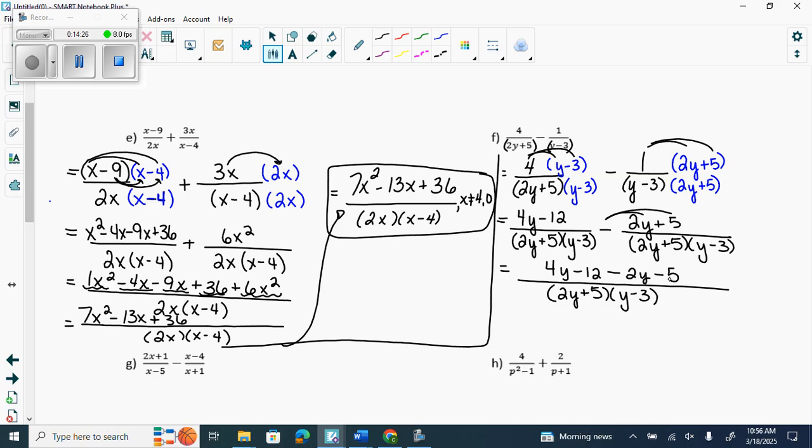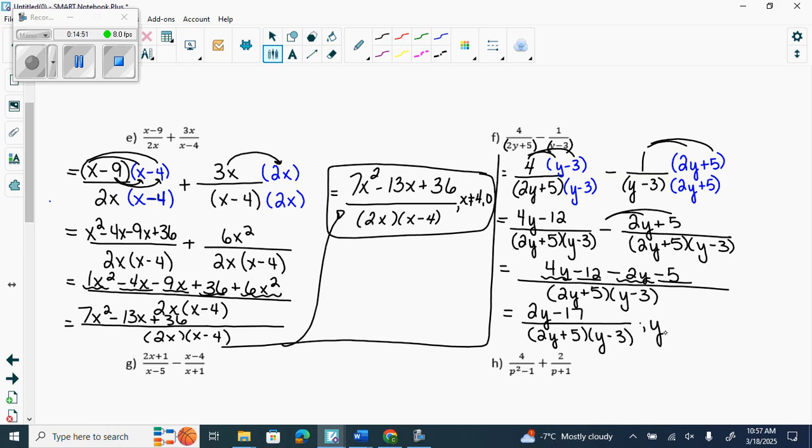And now I can do what? Combine like terms. 4 yaks minus 2 yaks is 2 yaks. Negative 12 nothing minus 5 nothings is negative 17 nothings, all over 2y plus 5, y minus 3.